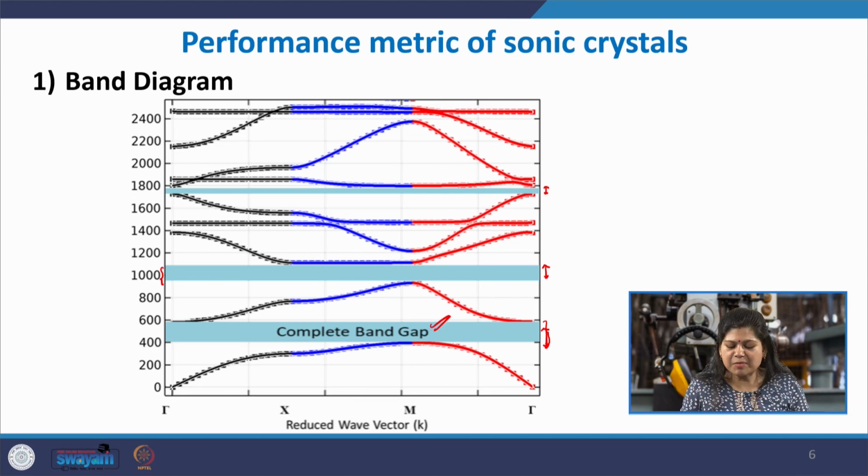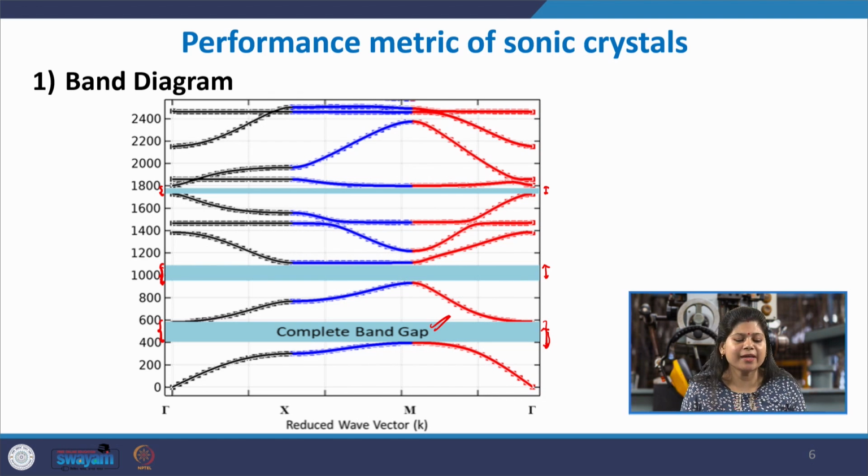If a band diagram is given to you, using the band diagram you can find out the range of frequencies. Over here this is your first range, this is your second range, and this is your third range of frequencies over which no propagation is possible, because there is complete vacant space throughout all the propagation vectors. Throughout the k axis there is a vacant space in these ranges of frequencies, and using this band diagram you can predict a complete band gap. So, at these frequencies sound waves do not pass through.